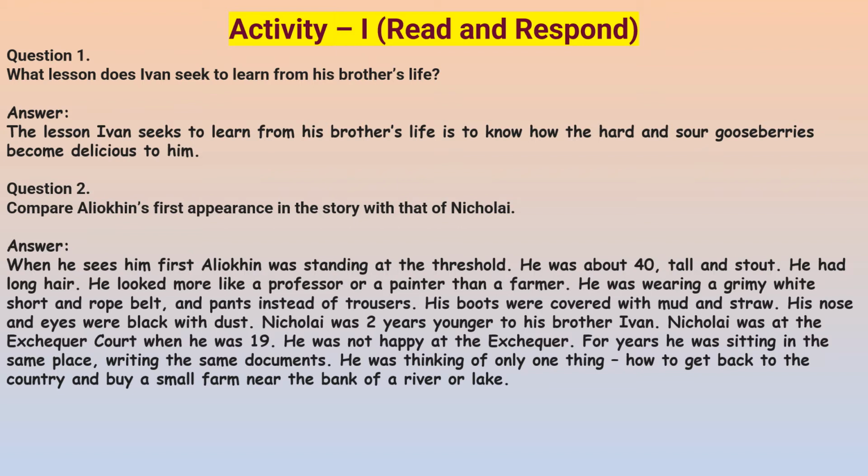Nikolai was 2 years younger than his brother, Ivan. Nikolai was at the Exchequer court when he was 19 years old. He was not happy at the Exchequer. For years, he was sitting in the same place, writing the same documents. He was thinking of only one thing, how to get back to the country and to buy a small farm near the bank of a river or lake.